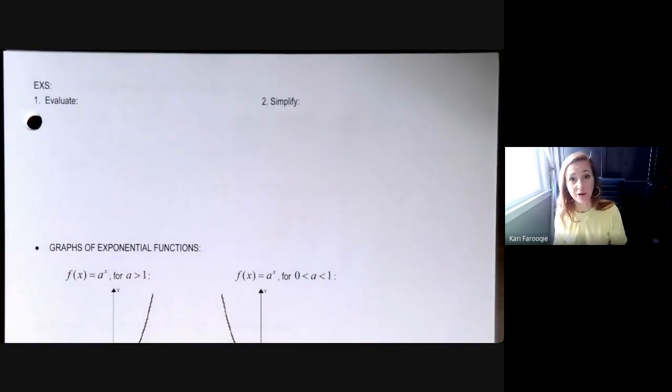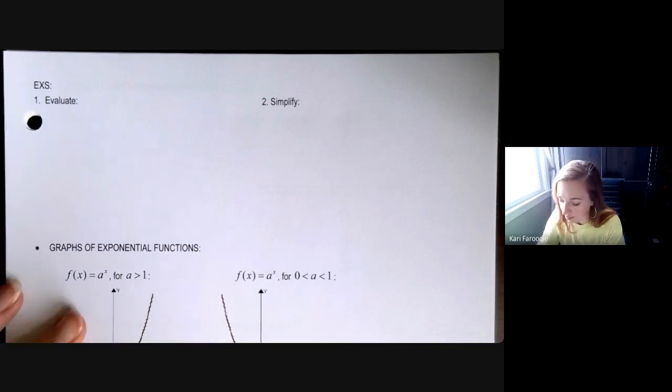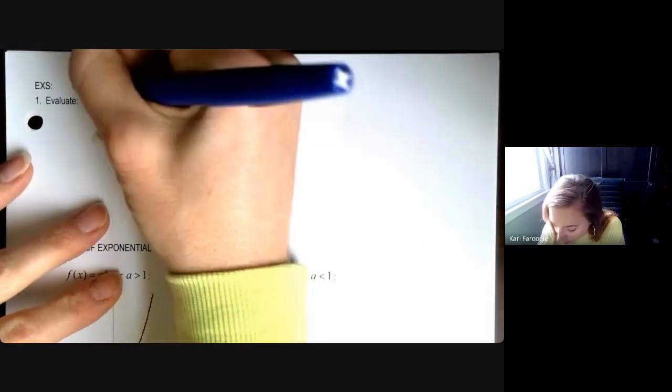These evaluate problems, even though you should have done these already in algebra, are so crucially important because we're going to end up here with some derivatives where we're going to have to be able to simplify these exponential expressions using rules for exponents. So let's start out with one that's a little bit more basic.